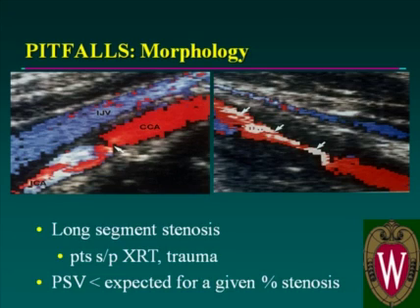I should say that long segment stenosis can be another source of velocity variation. As you might imagine, a long segment stenosis in this plaque will be artifactually low because of the flow limiting quality of a long segment stenosis.